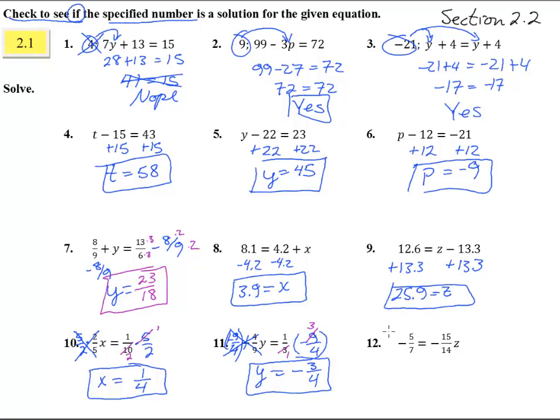And number 12. We're trying to get z by itself, so we've got to get rid of that guy. We're going to times by a negative 14/15, which is the same as dividing by negative 15/14. And so we simplify those. That will go into it twice. There's a 1 and 5, leaves a 1 there and leaves a 3 there. The negatives times together, and we get z equals 2 times 1 is 2, 3 times 1 is 3.